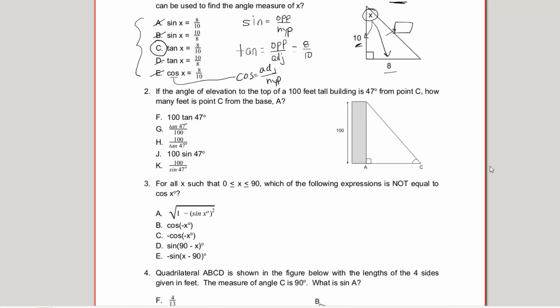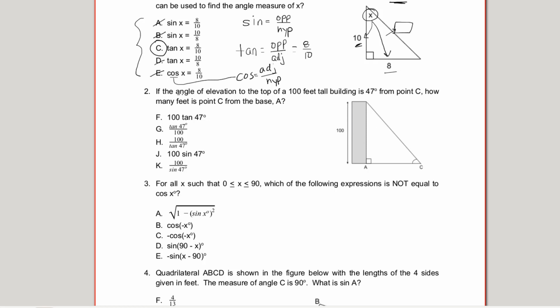Question 2, if the angle of elevation to the top of a 100 feet tall building is 47 degrees from point C, how many feet is point C from the base A? So we've got to see what all we are given and what we need to find. We're given this 100 feet tall building. We've got that labeled here.